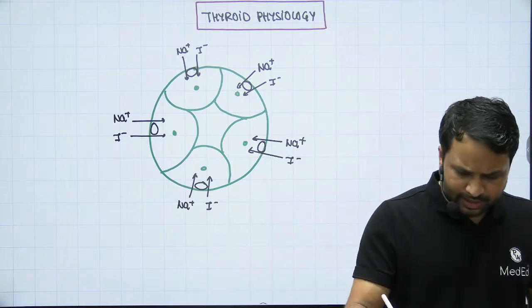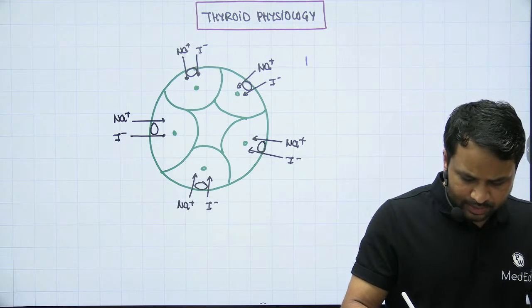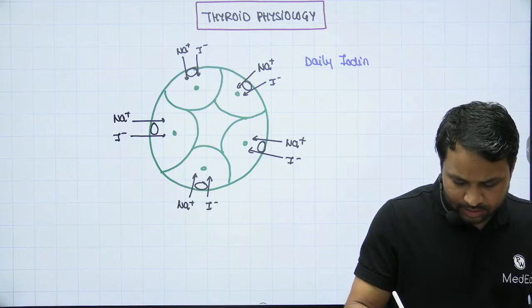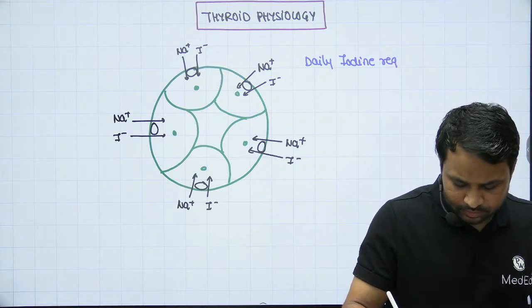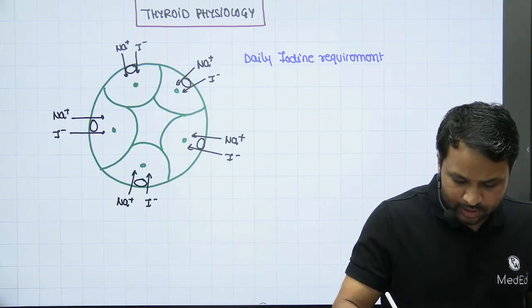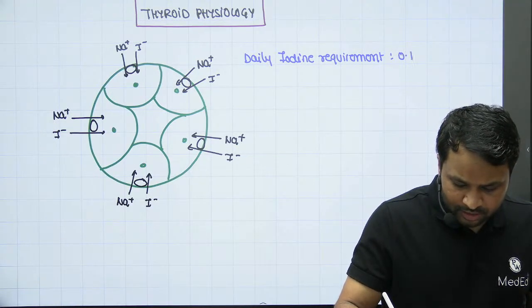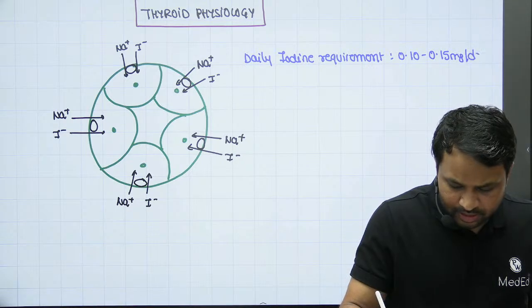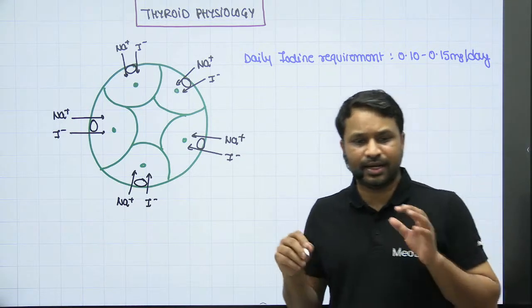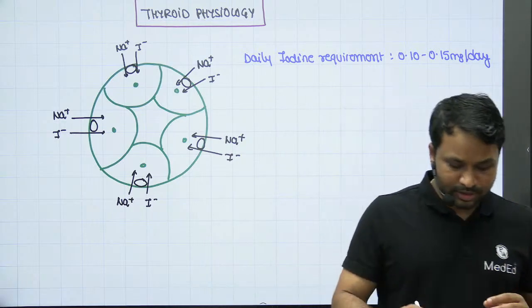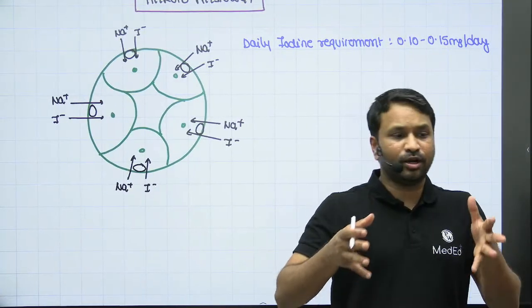In that context, I can also ask you what is the daily iodine requirement. The daily iodine requirement to keep the patient euthyroid is 0.1 to 0.15 milligrams per day. Right, this is the minimum amount of iodine that has to be consumed for a patient to remain euthyroid. Now, this iodine which is consumed is going to go into the thyroid follicular cell.